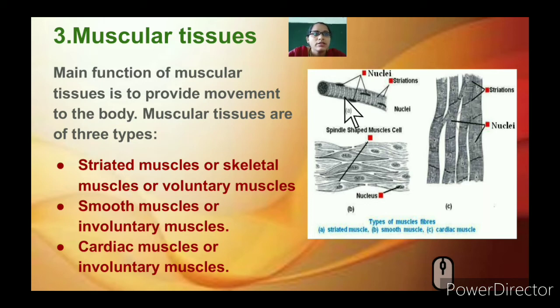Voluntary muscles help us in movement. Then there are smooth muscles, or involuntary muscles. Smooth muscles are present in our internal organs. Then there are cardiac muscles, which are also involuntary muscles. Cardiac muscles are found in the heart and help in the function of the heart, but these muscles do not move voluntarily. They are involuntary.